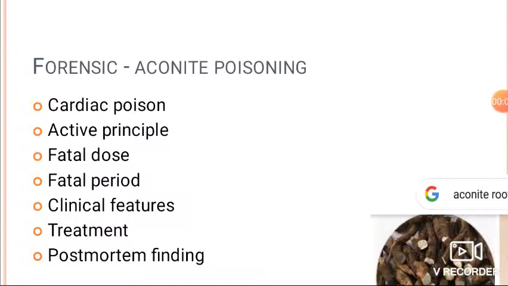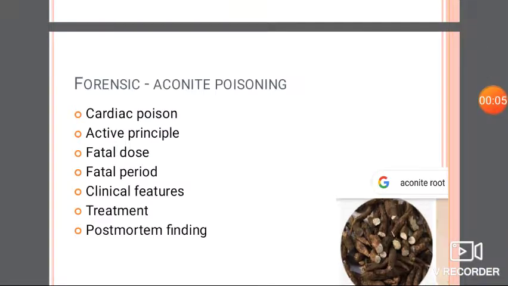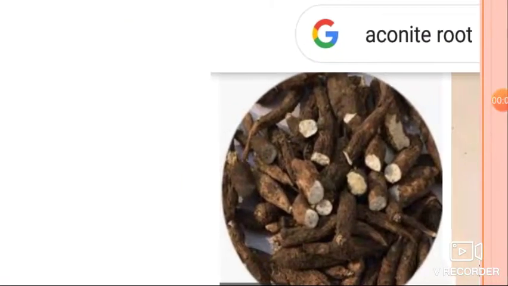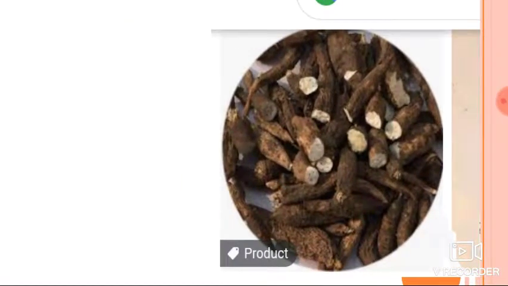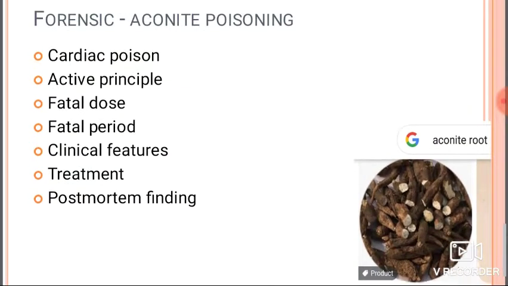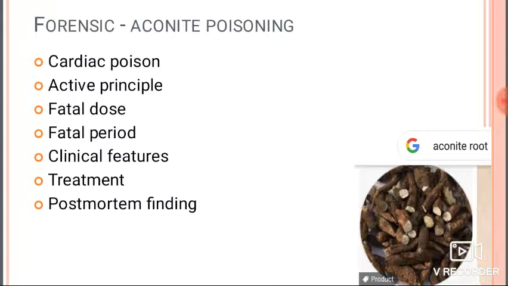So people, in this video we want to look at aconite poisoning. As you can see here, this is the aconite root. Basically the whole plant is poisonous, but the root is the more potent poison. This is found in the Himalayas. There this aconite plant is found. It is called the Aconitum plant.